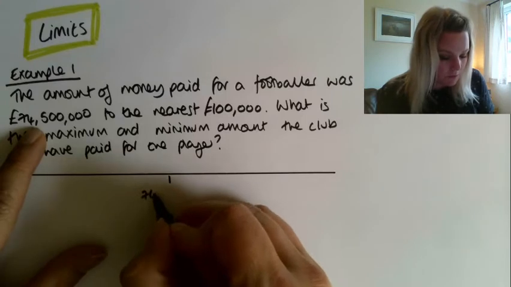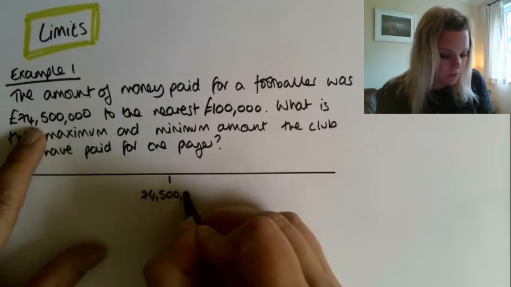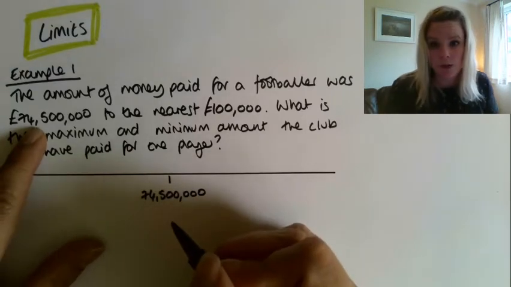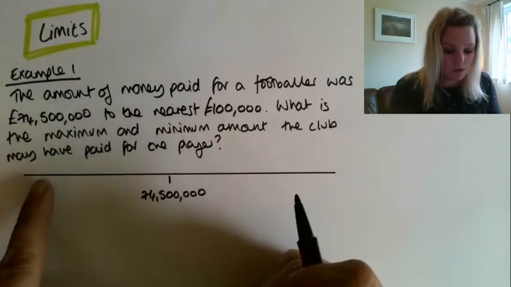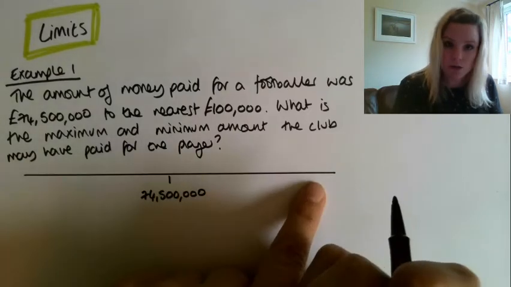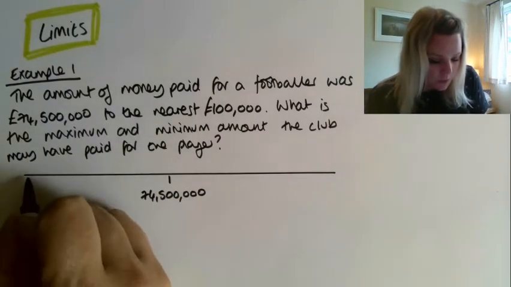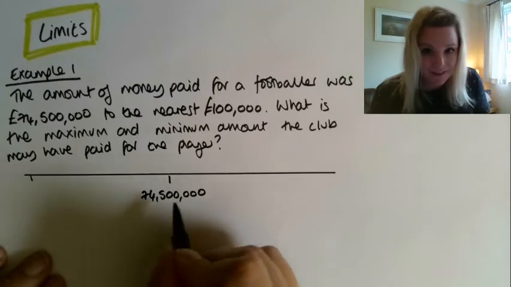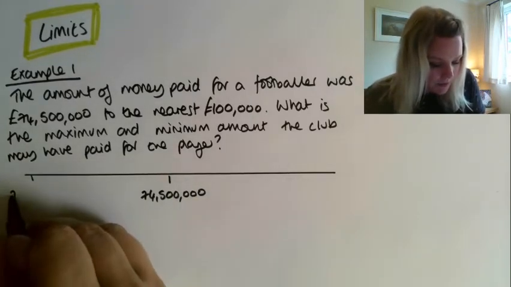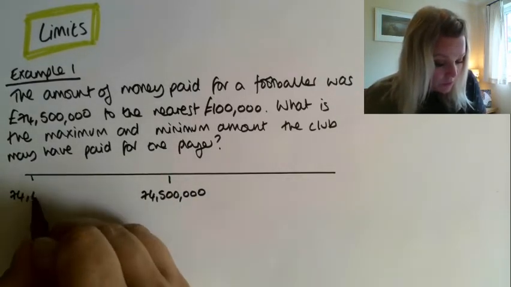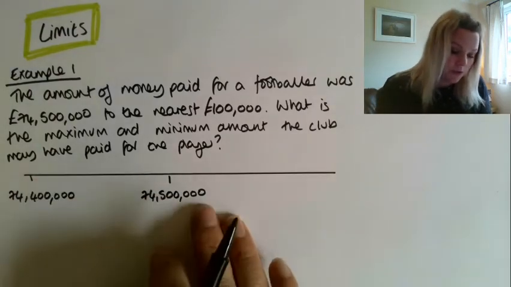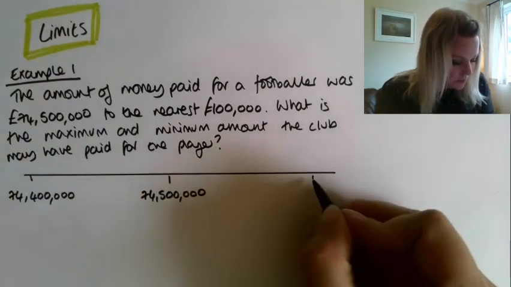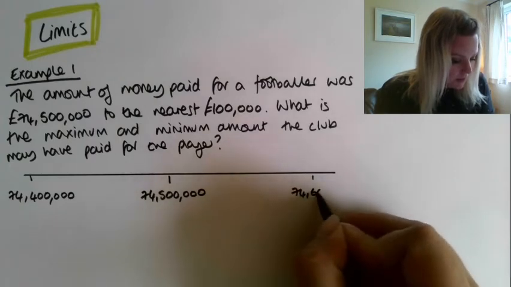So 74,500,000. Now, because this has been given to the nearest 100,000, then we mark on 100,000 beneath and 100,000 above. So 100,000 less than this is going to be 74,400,000. And 100,000 above this is going to be 74,600,000.